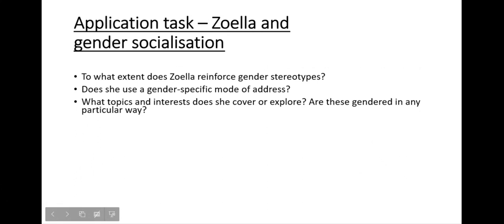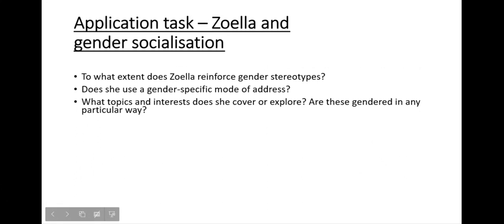So the first one is to what extent we think Zoella reinforces gender stereotypes. From her videos, from her website, from her social media, do we think that Zoella is playing into these classic gender stereotypes that we have become really familiar with in this course? Is she promoting ideas of beautification? Is she promoting ideas of domesticity? Is she encouraging women to think in a certain way?